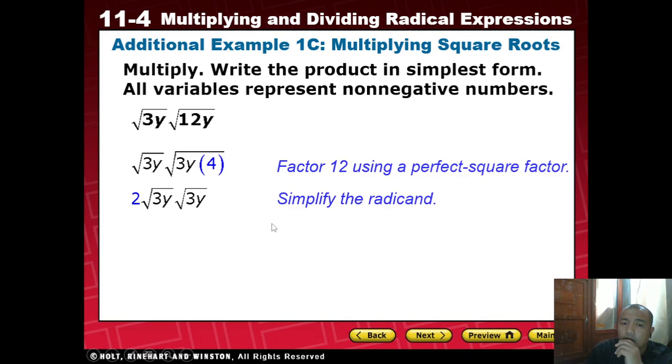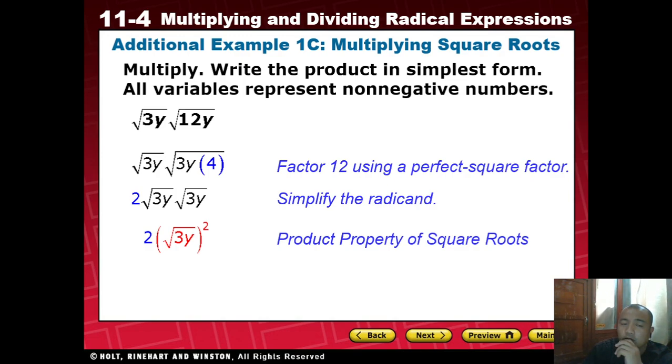Times square root of 3y. So by the product property of square roots, 2 square root of 3y times square root of 3y means quantity square root of 3y squared here. Then what is the square root of 3y, quantity squared? That is equivalent to 3y. So what is 2 times 3y? That's equivalent to 6y. 6y is the answer for example 1c.